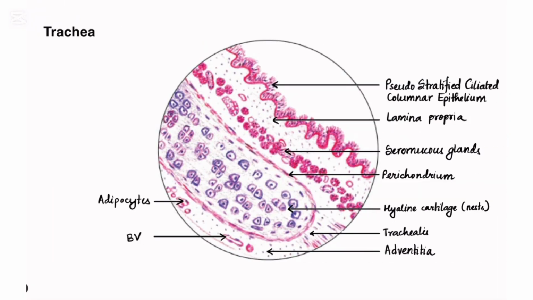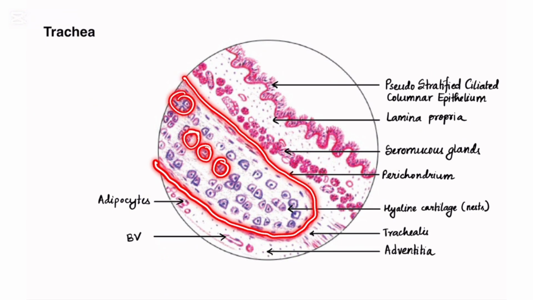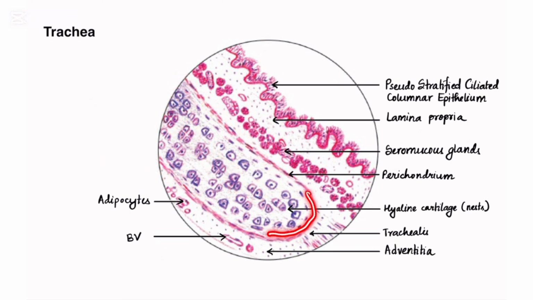Alright, let's look at the histology. I said that trachea contains C-shaped hyaline cartilage present right here. I can say that it's a hyaline cartilage due to the presence of nests of chondrocyte. Now, the free end of the C-shaped hyaline cartilage is connected to smooth muscle, namely trachealis. Now, let's look at the various layers.